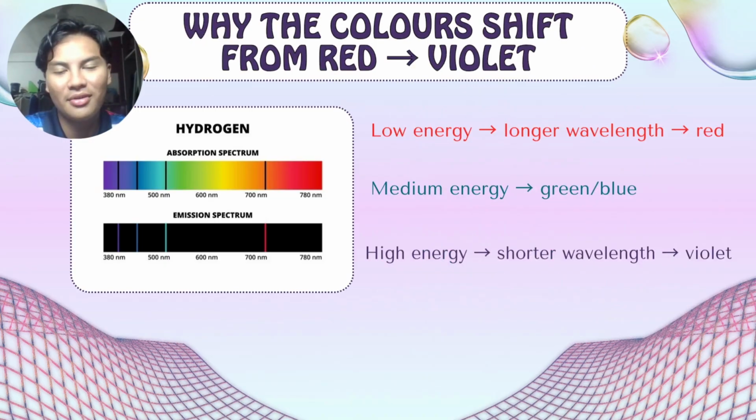If you ask why the color shifts from red to violet, it is because low energy has longer wavelength, and that's why you will get red. While medium energy, you will get green and blue. While high energy makes short wavelength, and you will get violet.